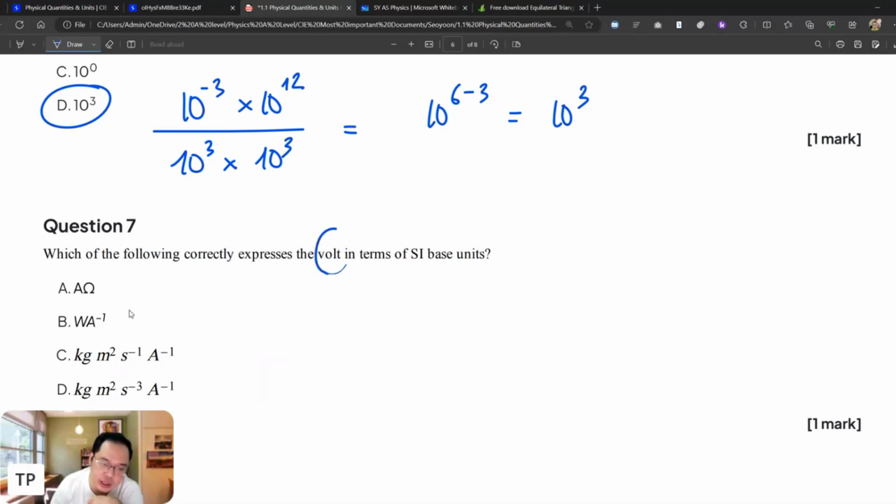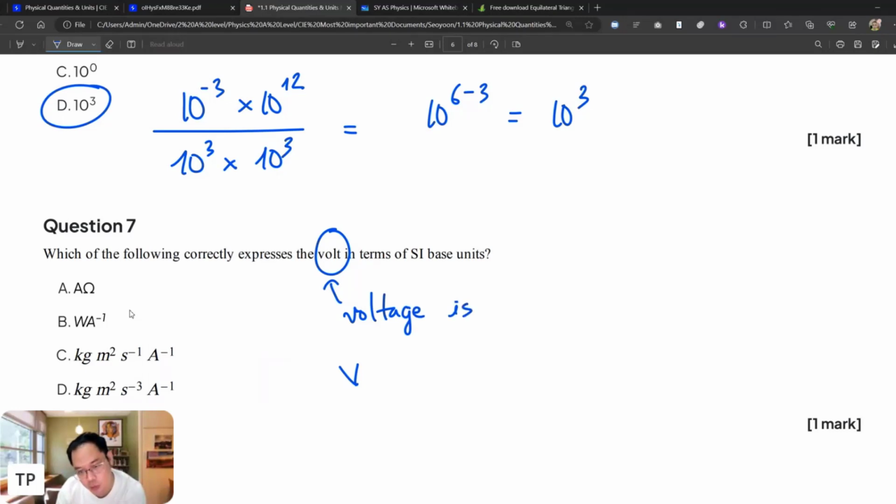Volt is the unit of voltage. So what is the formula of voltage? And not only the formula, but the meaning of it. What does it mean? The definition, okay? The most important thing in physics, the first thing to study physics, is understanding the definition.